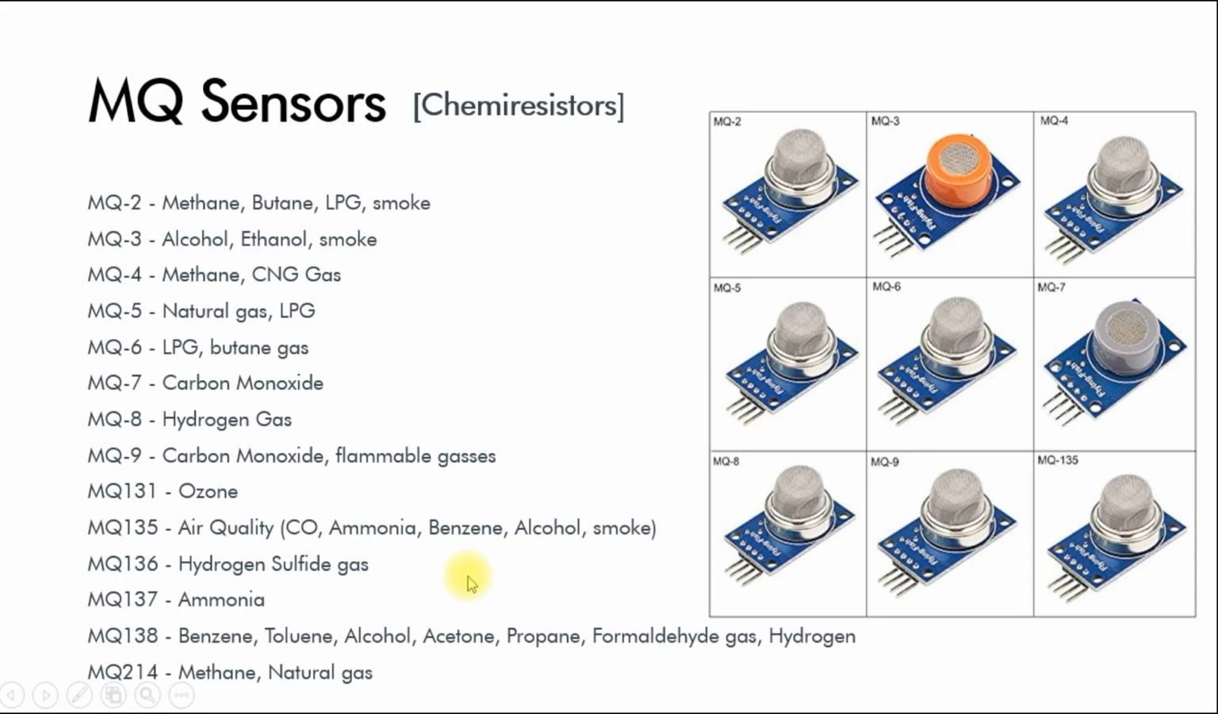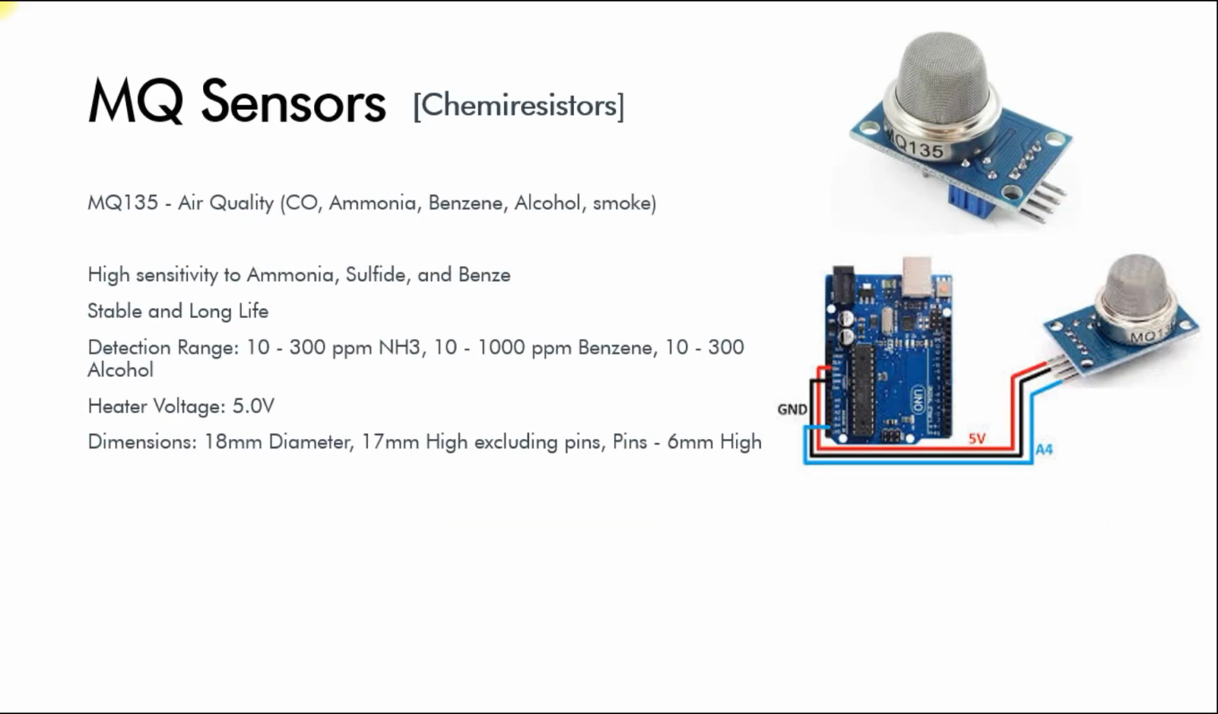So there are different types of MQ sensors available. Each and every sensor is capable of identifying different sets of flammable or toxic gases. According to our application, we have to meticulously select the sensors. If it is related to LPG, you can go for MQ2 or MQ5. If it is related to alcohol, you can choose MQ135. If it is related to CO, you can select MQ7 or MQ135. So these are all the different MQ sensors.